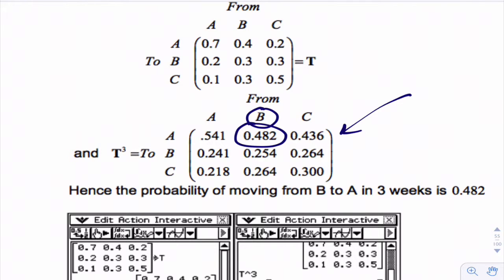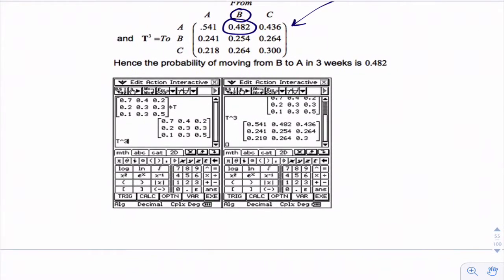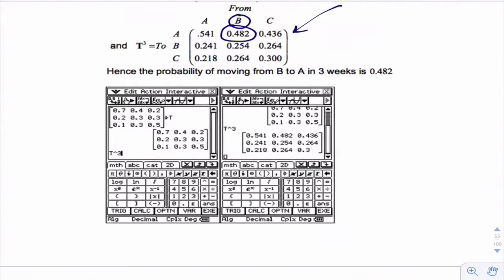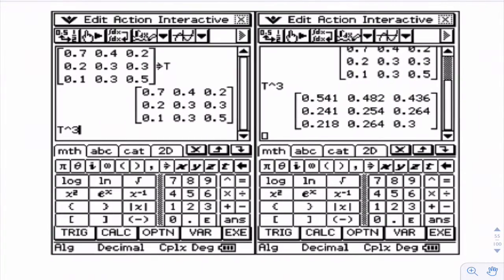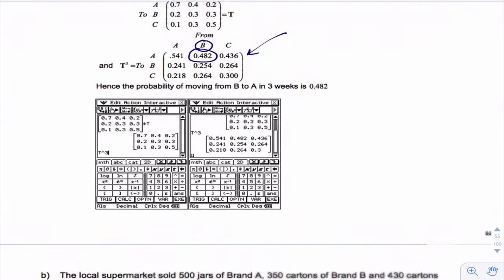Okay. Now this shows you the screenshots of how you would do that on your calculator, on your CAS. Okay, so define the matrix, put it into T, cube it, and your calculator gives it to you nicely. And then you just have to know which entry it is that you're looking at. In this case, it's that entry right there.